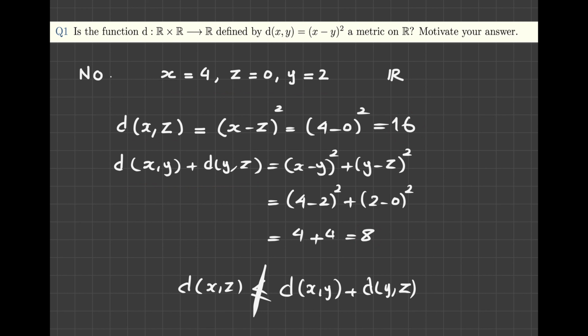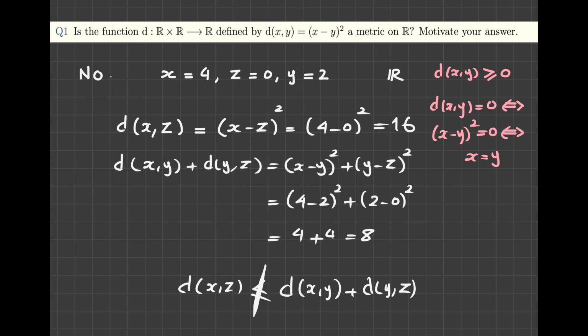It's also good to know that this function satisfies all other properties that you demand of a metric. For example, you can see that d(x, y) is always non-negative because that is an even power, and an even power is at least 0. On the other hand, d(x, y) equals 0 if and only if (x minus y) squared is 0, and this happens if and only if x is equal to y. So the second property of the metric is also satisfied here.